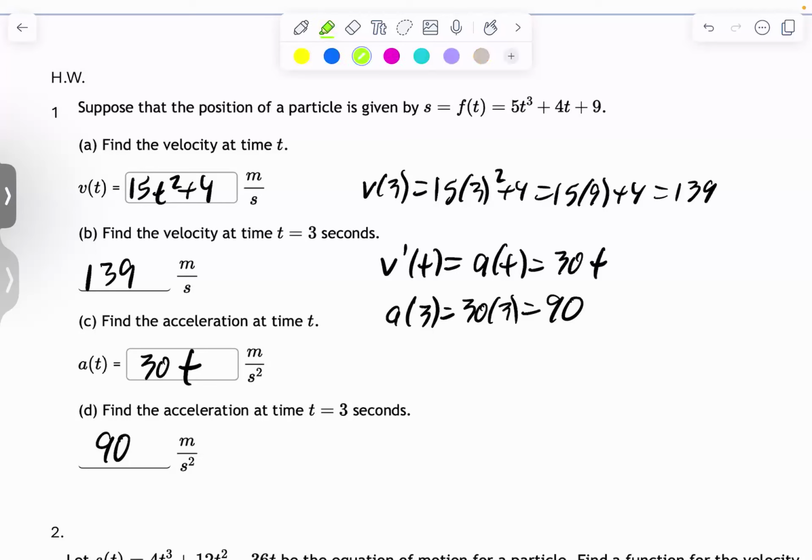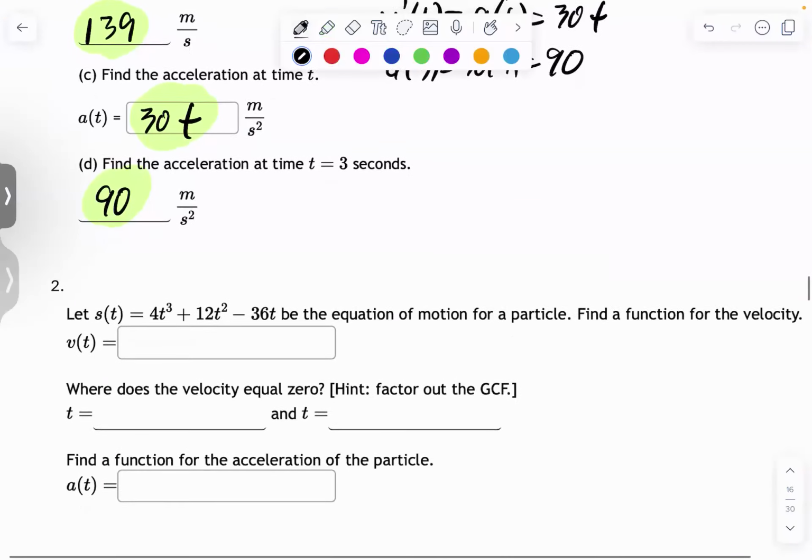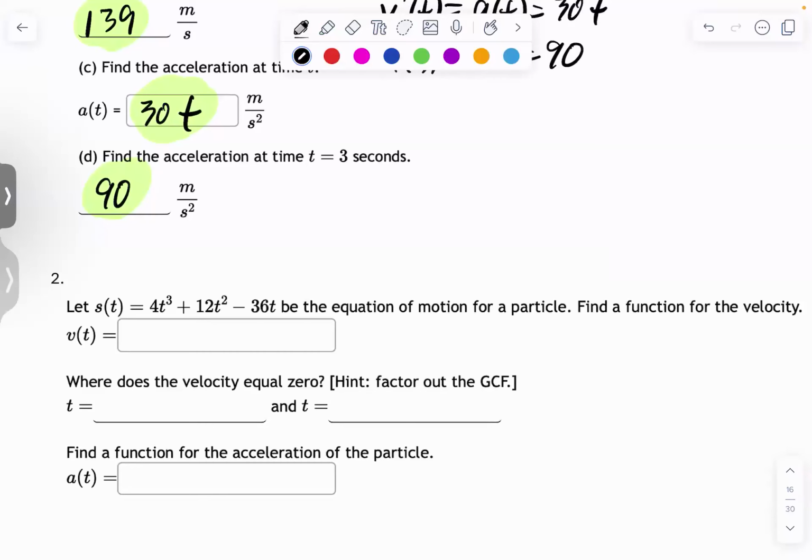See our answers. Velocity function, and then a specific value, and acceleration function with an acceleration value. All right, oh, we're still in velocity. I thought we'd be more business focused, but that's okay.